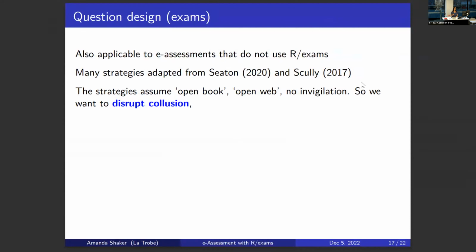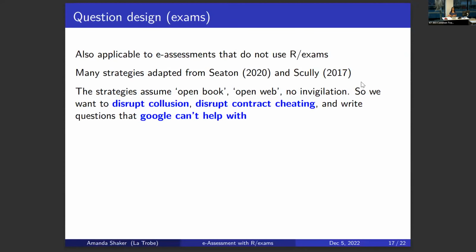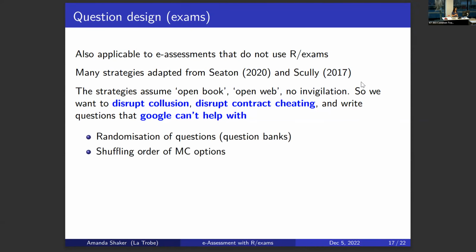And so what we want to do in that context is disrupt collusion, disrupt contract cheating, and write questions that Google can't help with. So I think these are probably things that we've all been thinking about, especially since 2020. So I'll just mention a few of the things that I've considered. There's probably a lot more.